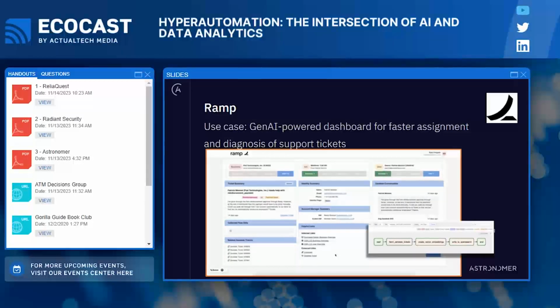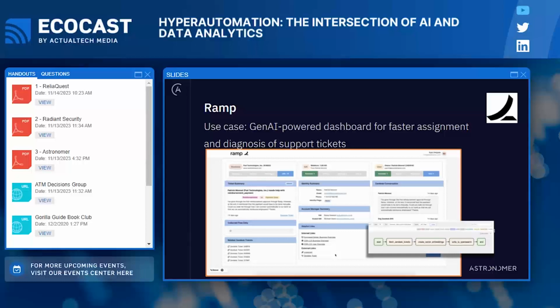Next, we have RAMP. RAMP is a little bit different. Their use case is more around what you might consider a typical chatbot, where you have a generative AI-powered dashboard that is ingesting their support tickets and generating vector embeddings from them. What it does is read in raw Zendesk support tickets.